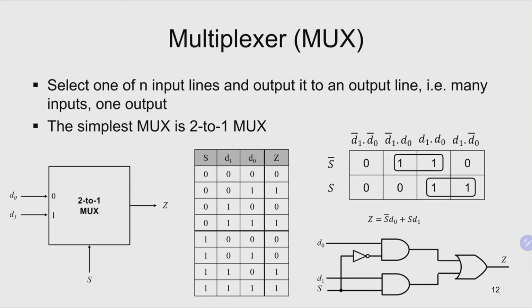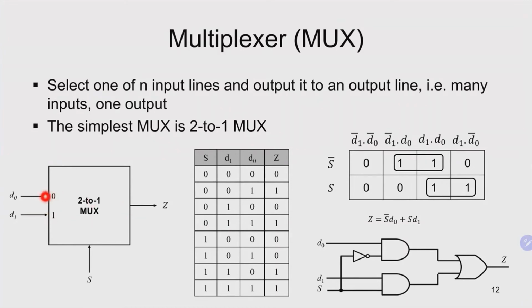The next combinational circuit that we're going to discuss is called the multiplexer. In short, we use MUX. What it does is select from N input lines and output it to one output line. As an example, here we have a 2-to-1 multiplexer. I've got two inputs, D0 and D1, so my input 0 and input 1.